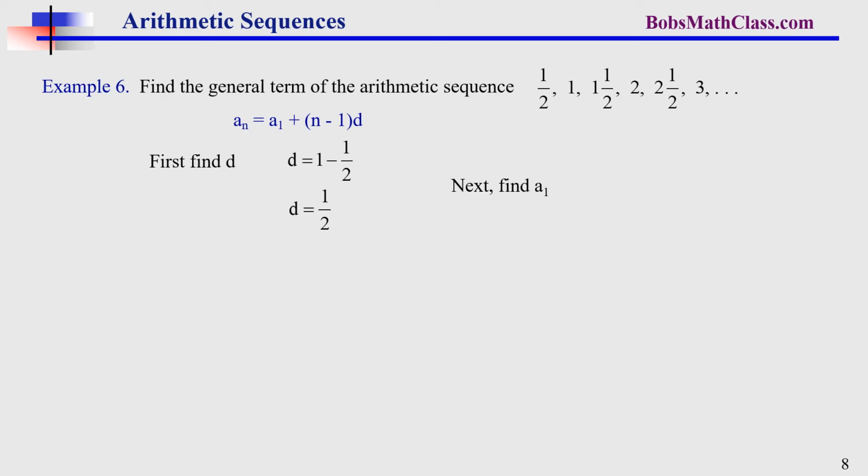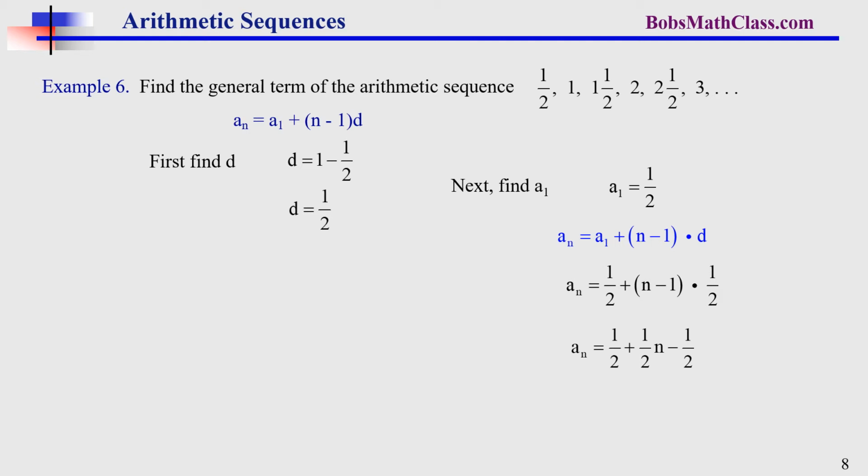Next, we want to find the first term. Well, the first term is also 1/2. All right, so now let's plug it into the formula. a1 is 1/2. d is 1/2. Leave n alone. You're going to distribute the d and add like terms. So distributing the 1/2 is 1/2 n minus 1/2. And then the 1/2s cancel, so our general term is a sub n equals 1/2 n.